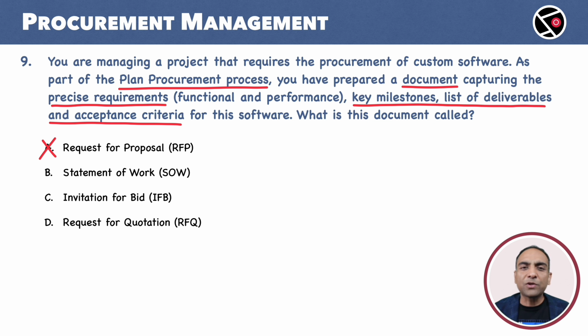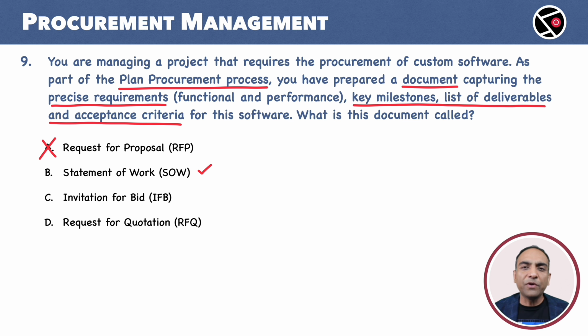B. SOW. This is the correct choice. SOW, or the Statement of Work, has details about scope, schedule, quality, and other project requirements. Please remember, SOW can sometimes be a part of the RFP. RFP and SOW are often offered as a bundle to the suppliers.